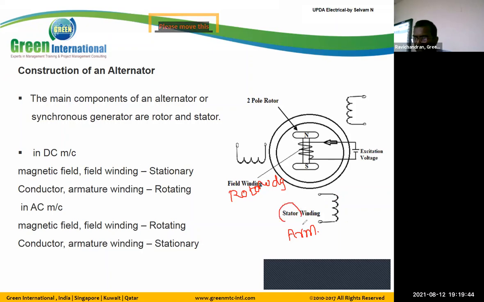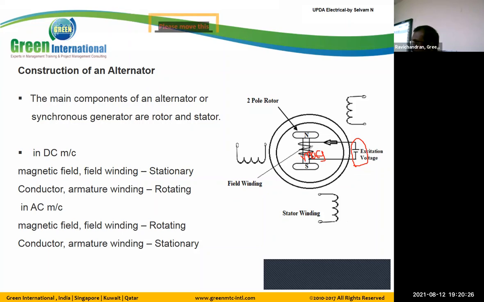Armature winding we call the stator, and field winding is the rotor, which means that here the field winding is rotating. But in the DC motor, field winding is stationary and armature is rotating. In the field winding, here we are giving the DC supply. Why do we need a magnetic field? If we give the DC supply, what will happen? It produces the magnetic field, but the magnetic field does not change with respect to time. It's a constant one.